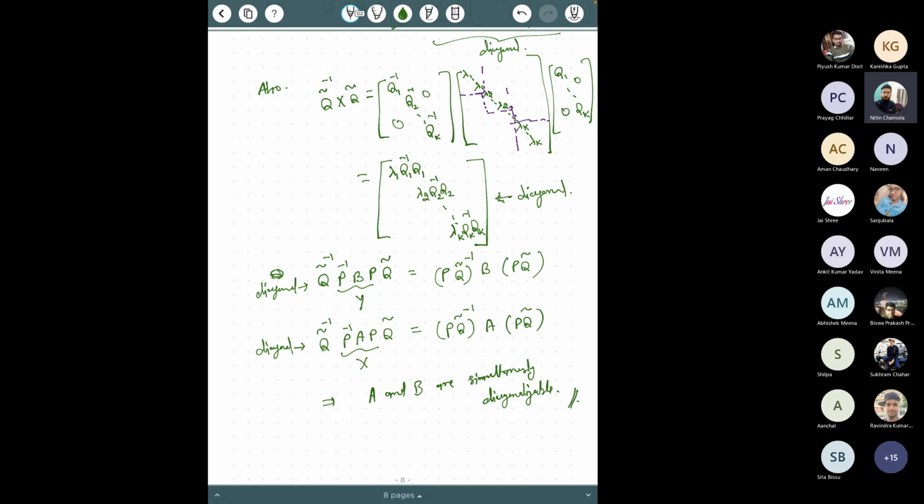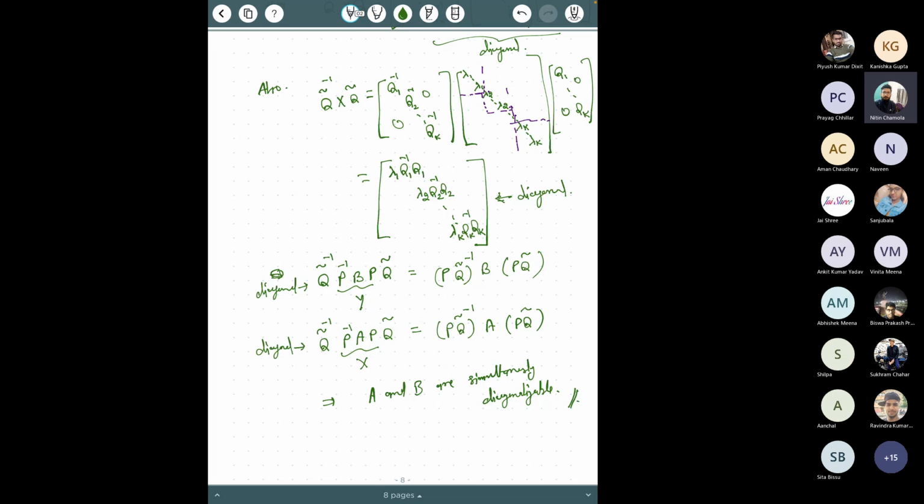So if A and B are two matrices, then you can say that they are simultaneously diagonalizable if and only if they are diagonalizable and they commute. Okay, so I will give some problems based on this simultaneous diagonalization.